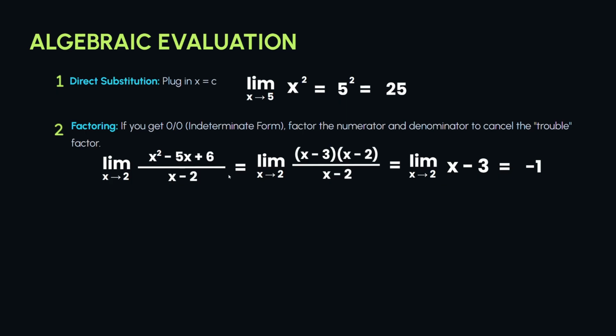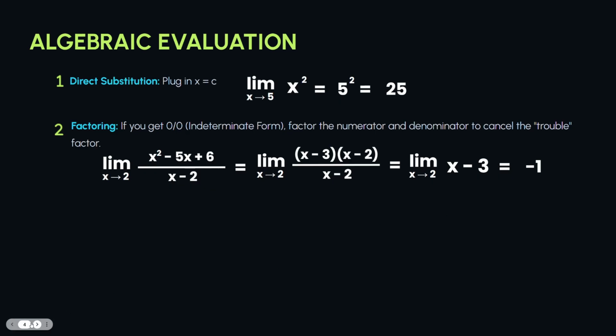First, you can try factoring. Factor the numerator and denominator to cancel out the trouble factor. For example, the limit as x approaches 2 of this expression can be rewritten by factoring the top into x minus 3 times x minus 2, canceling the x minus 2 factors, leaving you with the limit of x minus 3, which evaluates directly to -1.